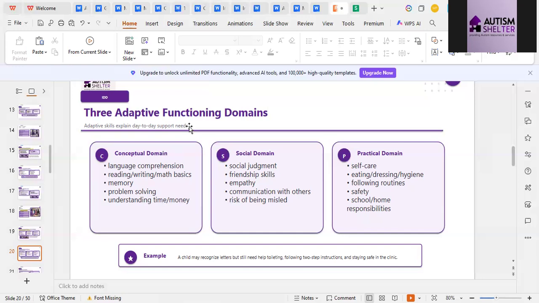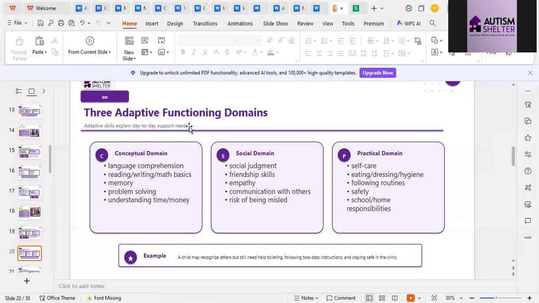So let's go to the social domain. We are social animals, so we have to work in the social domain too. What does social judgment mean? For example, if somebody is being sarcastic and someone is laughing at you, or someone through a gesture is not inviting you to a party, are you getting it or not? That's social judgment. You should know whether to laugh here or not, what the social requirements are at that time. And then there are friendship skills, empathy, communication with others, and risk of being misled.